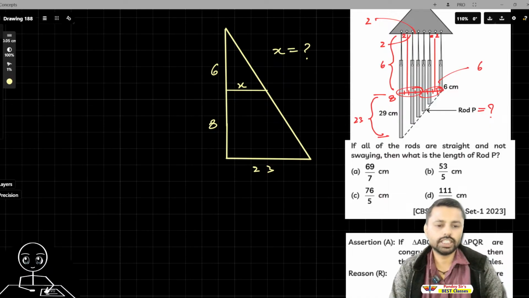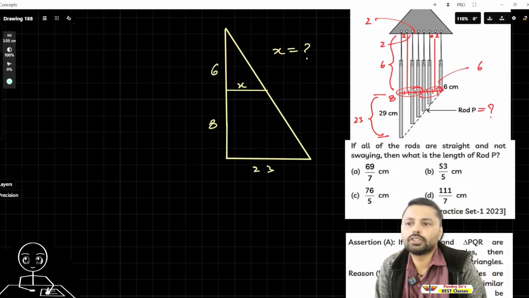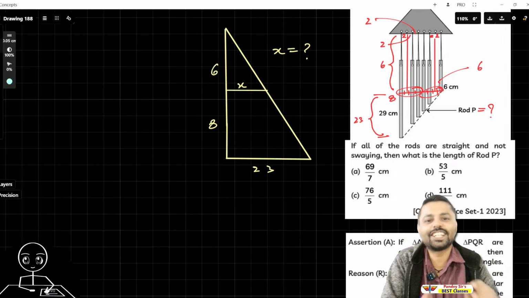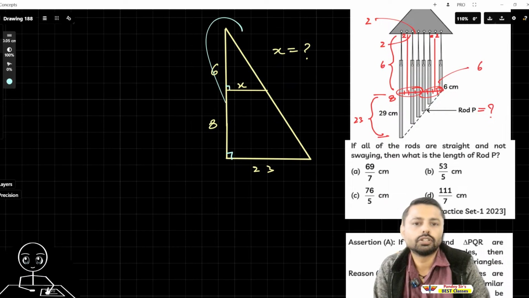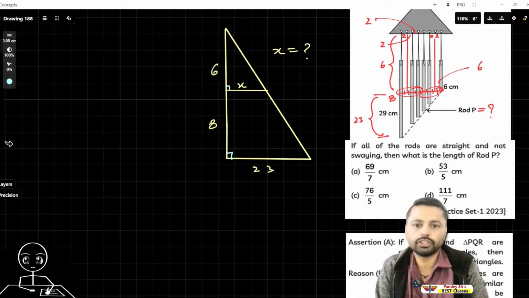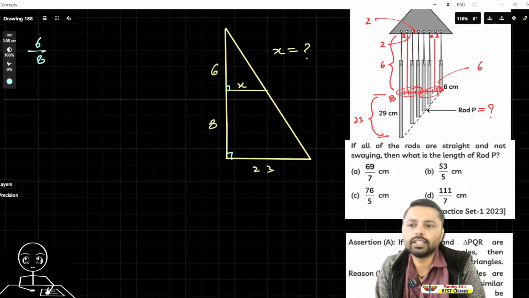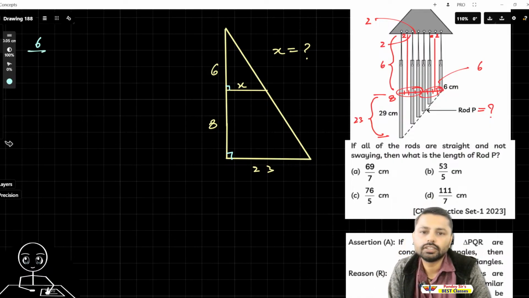So let me once check the data I have used over here is correct or not. That thing 6, that thing 8, that thing 23. Okay. So it seems to be correct. Now let's do the calculation. You see this is a parallel line. We can consider these are parallel lines. So we'll use the BPT, basic proportionality theorem.